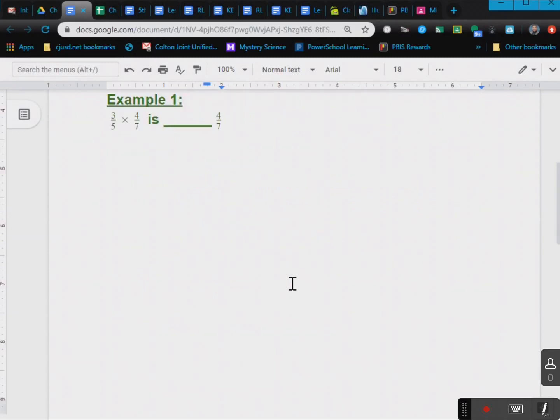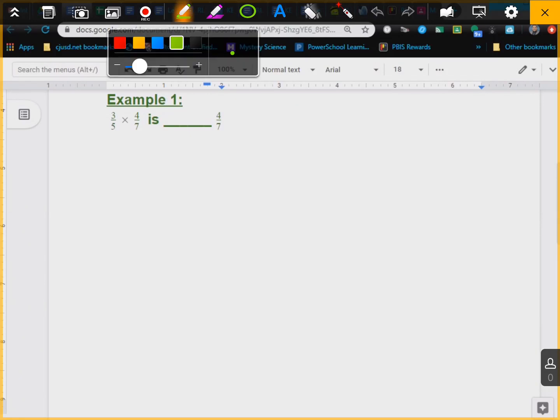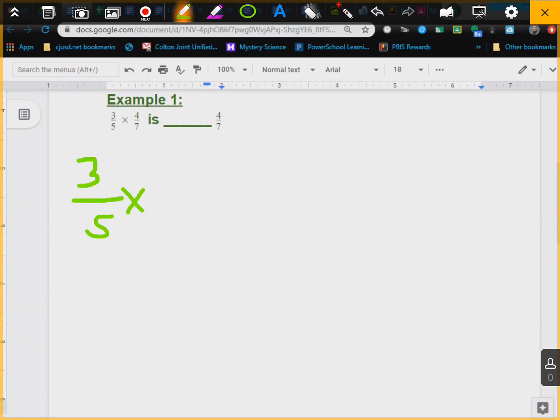So the first example is 3/5 times 4/7 is blank to 4/7. So it's either going to be greater than, less than, or equal to. So let's go ahead and multiply 3/5 times 4/7. Numerator times numerator, 3 times 4 is 12. Denominator times denominator, 5 times 7 is 35. Okay, so 12/35, it's almost, 35 is close to 36.